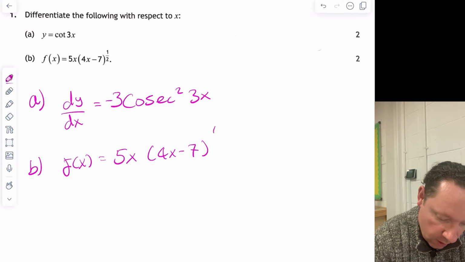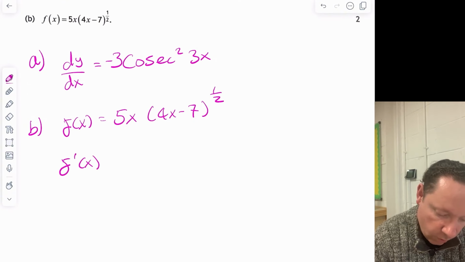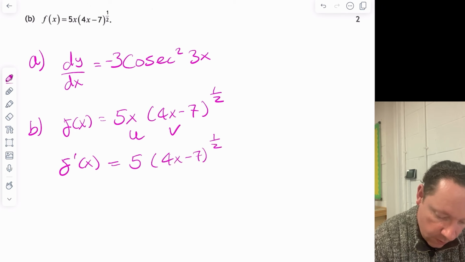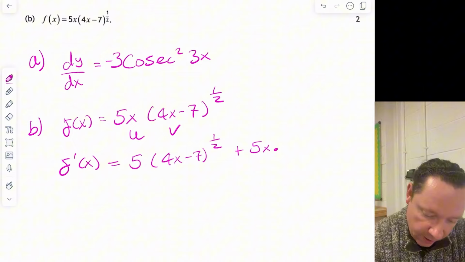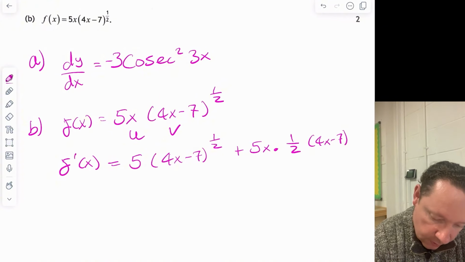So a nice little product rule here, f dash x. So we've got uv, so it's vu dash, remember. So u dash is 5, and we'll just keep v as it is, plus u, 5x, times v dash, so that's a half, 4x minus 7 to the minus a half, and 8 times by the derivative, which is 4.